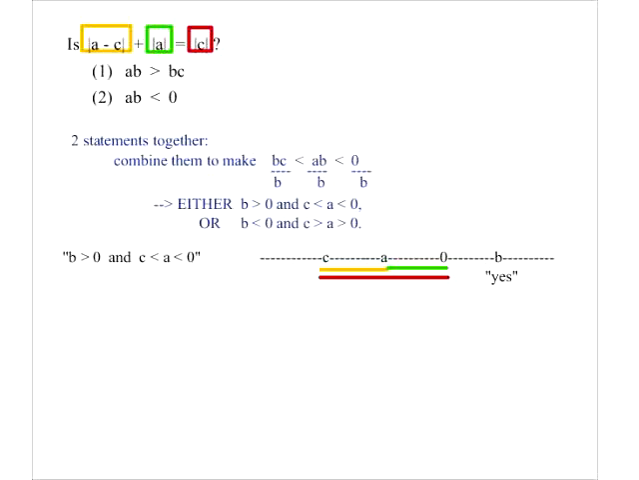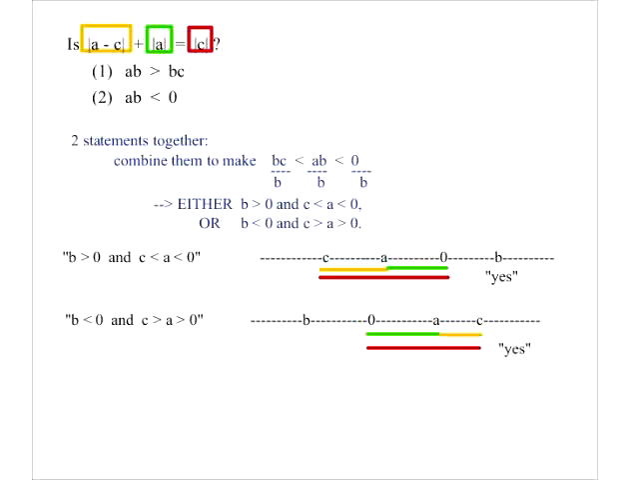The only other case is B negative and all the signs are backwards. The alligators are backwards. So B, 0, A, C. This is just a mirror image of the existing one. If you recognize that, you don't have to do anything. But if not, you can just find your lines again the normal way. That's the green line. This is the red line. And then this is the yellow line. So this is still a yes. It's actually the mirror image of the last one. So this is sufficient.